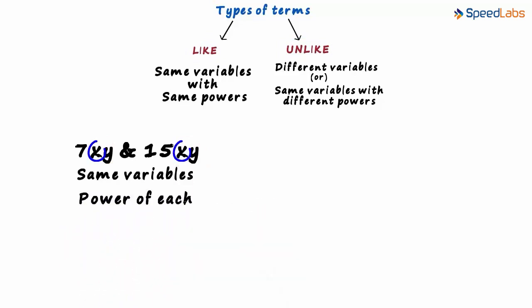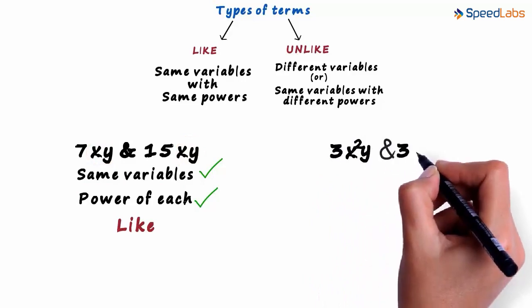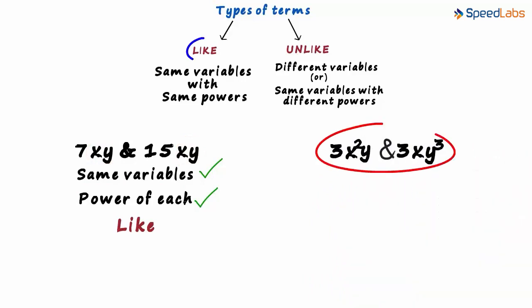The powers of x are the same in each term, it's 1. And yes, the powers of y in each term is also 1. As both these conditions are satisfied, we can say that they are like terms. Same variables and same powers of each variable. What about 3x squared y and 3xy cubed? Are they like or unlike?